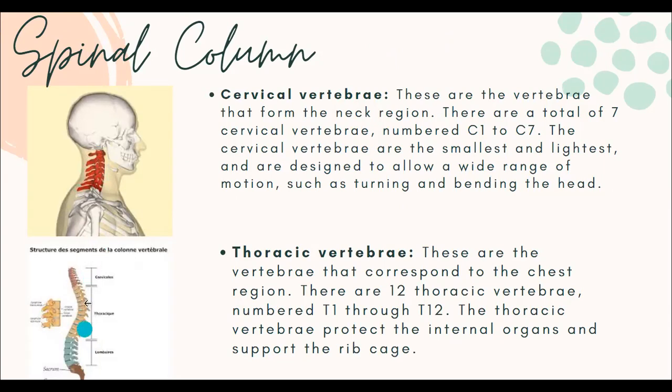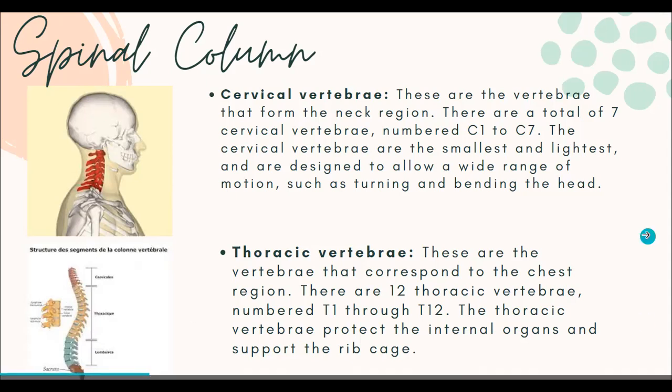Thoracic vertebrae. These are the vertebrae that correspond to the chest region. There are 12 thoracic vertebrae, number 1 to 12. The thoracic vertebrae protect the internal organs and support the rib cage.